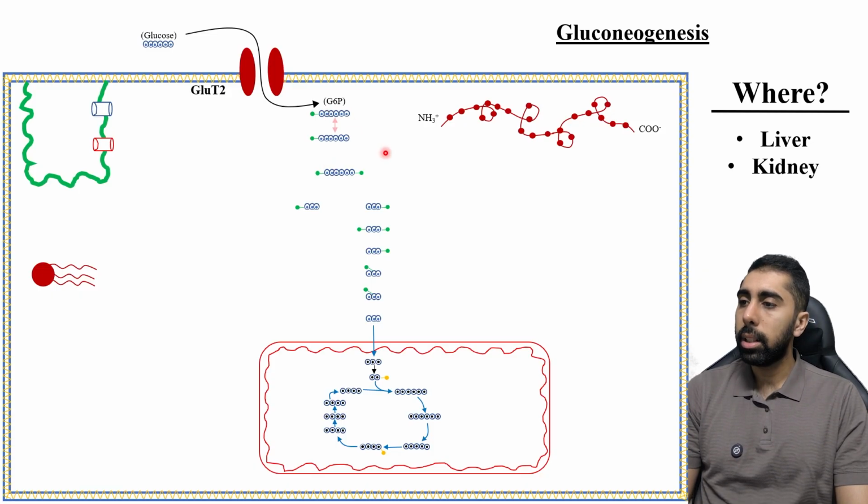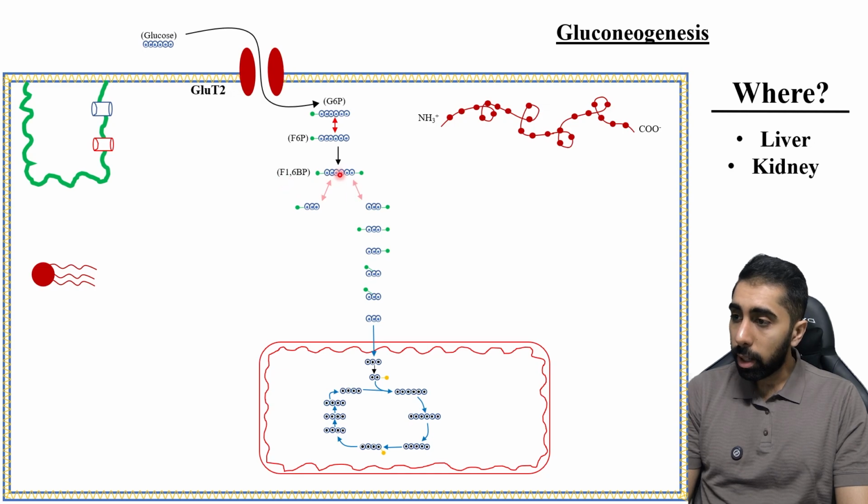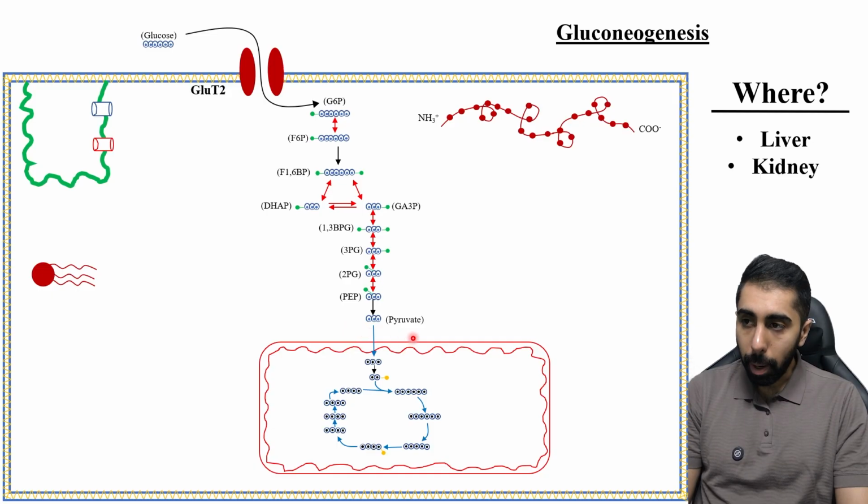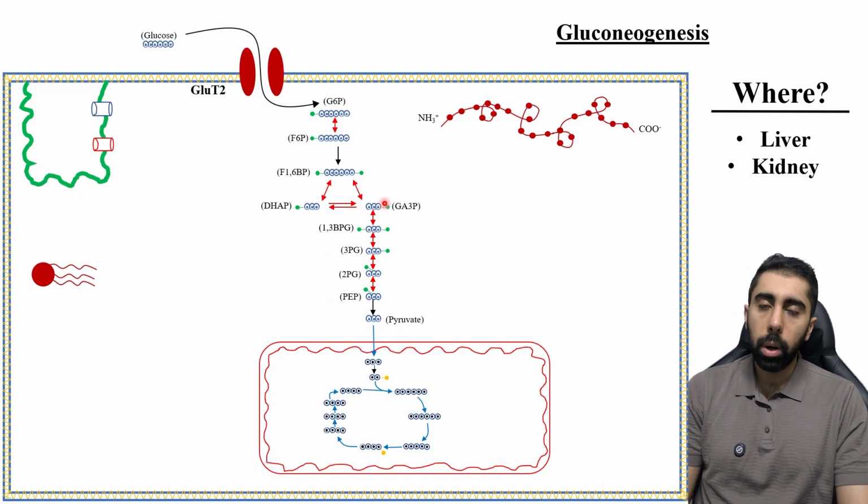And it continues: it turns into fructose 6-phosphate, fructose 1,6-bisphosphate, dihydroxyacetone phosphate and glyceraldehyde 3-phosphate, 1,3-bisphosphoglycerate, 3-phosphoglycerate, 2-phosphoglycerate, phosphoenolpyruvate, and at the end, pyruvate. So this is glycolysis. Now we want to do gluconeogenesis.